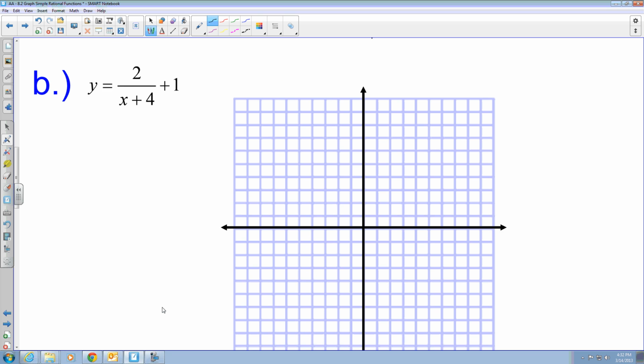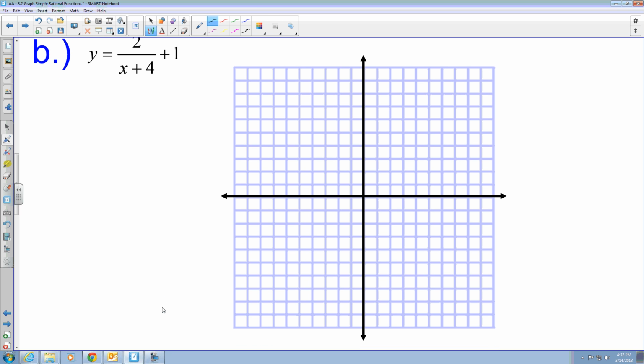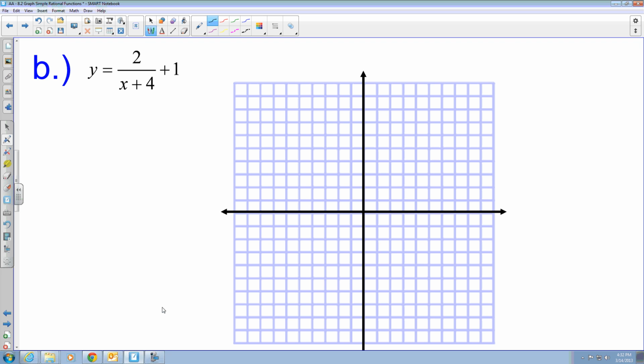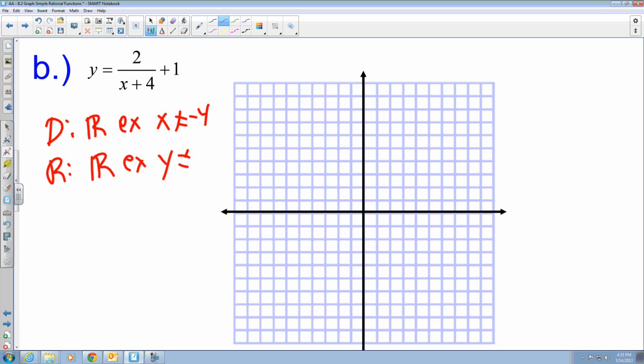Next, I have y equals 2 divided by x plus 4, all of which is plus 1. So if I look at my domain and range, again, it's going to be all real numbers, except x cannot equal -4. And here I have all real numbers except y cannot equal 1.